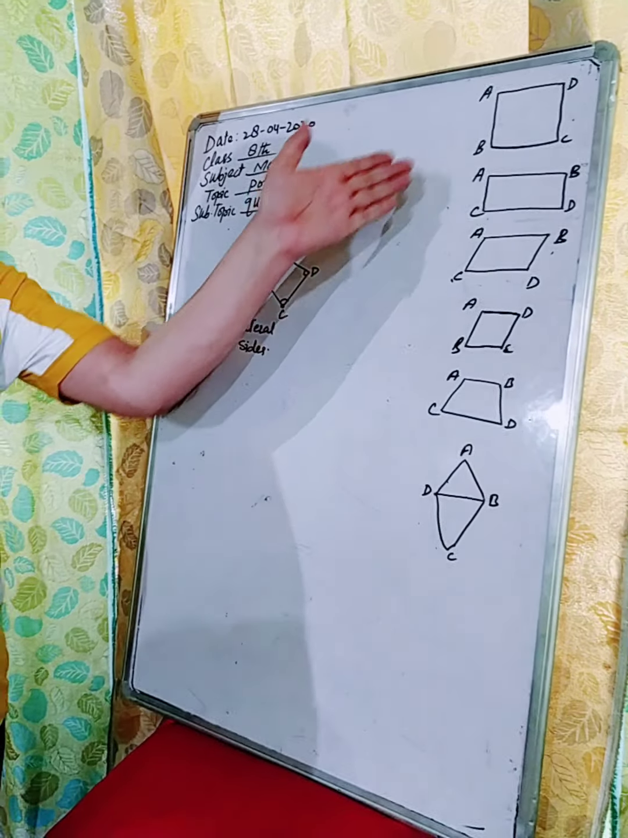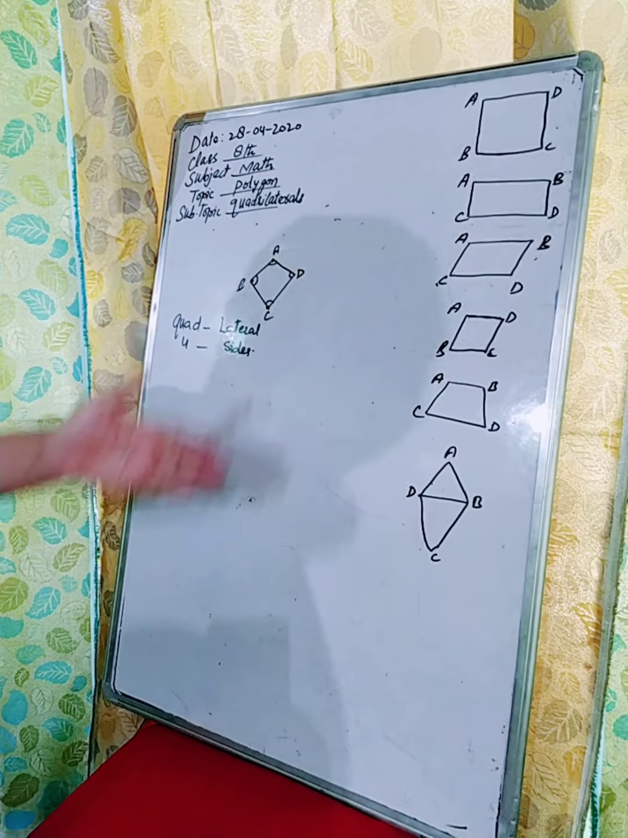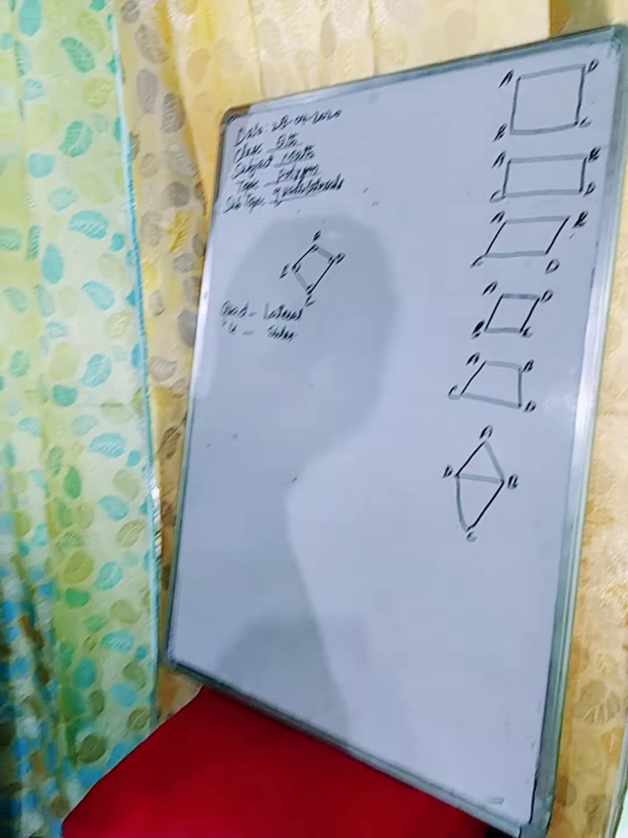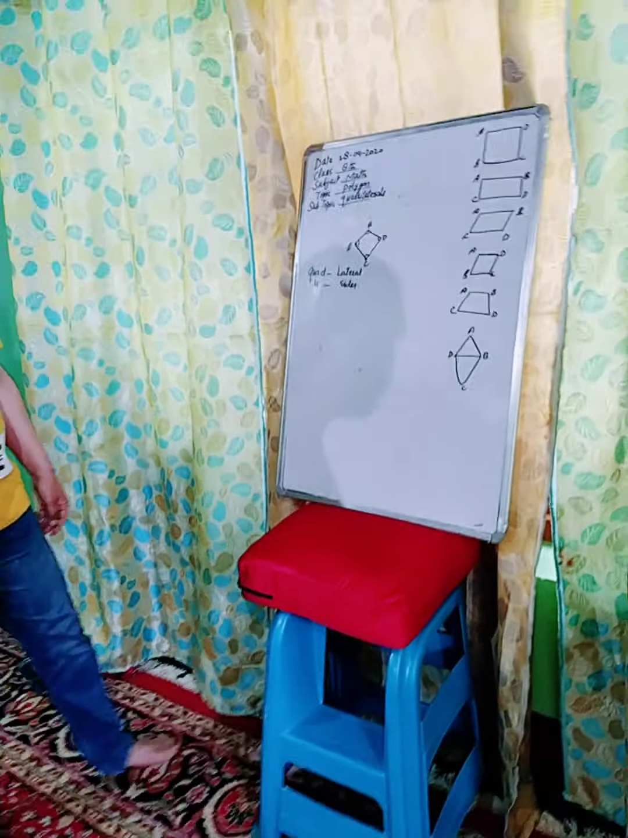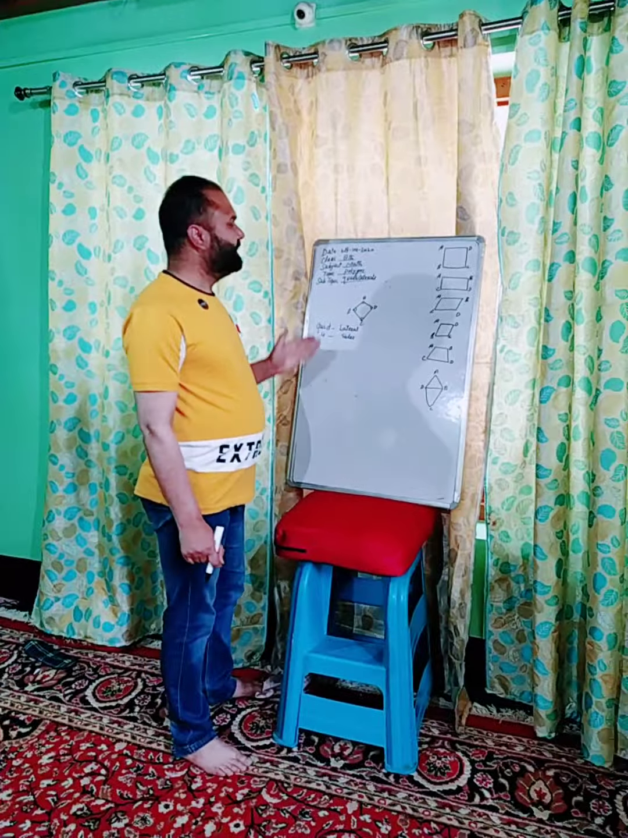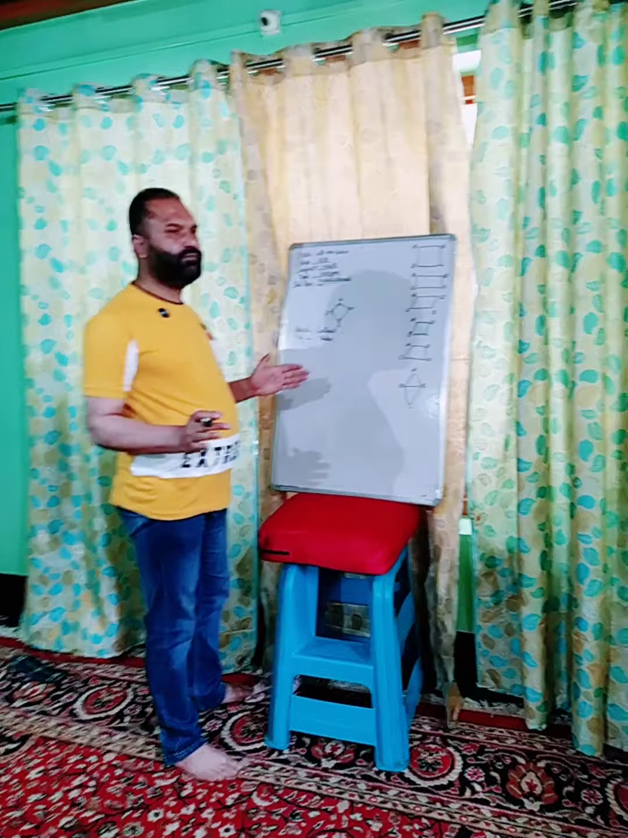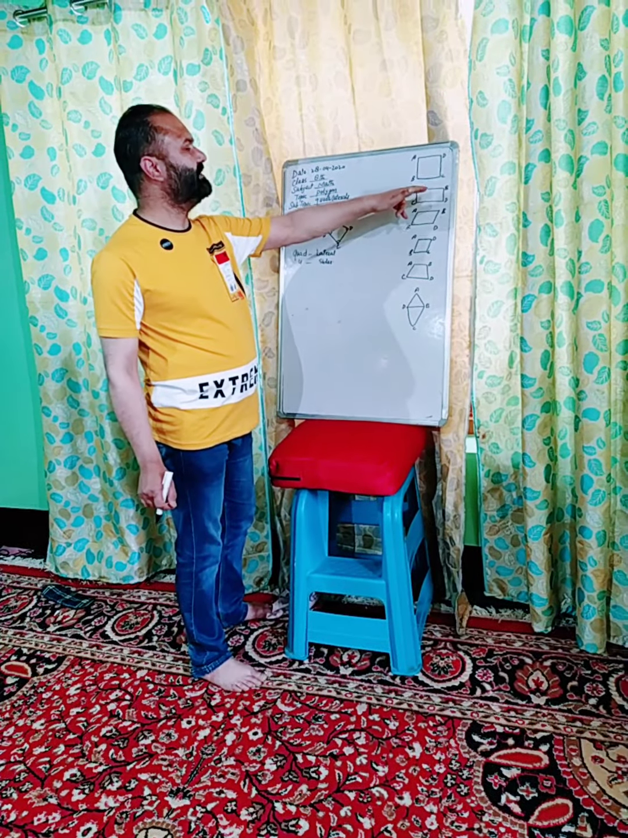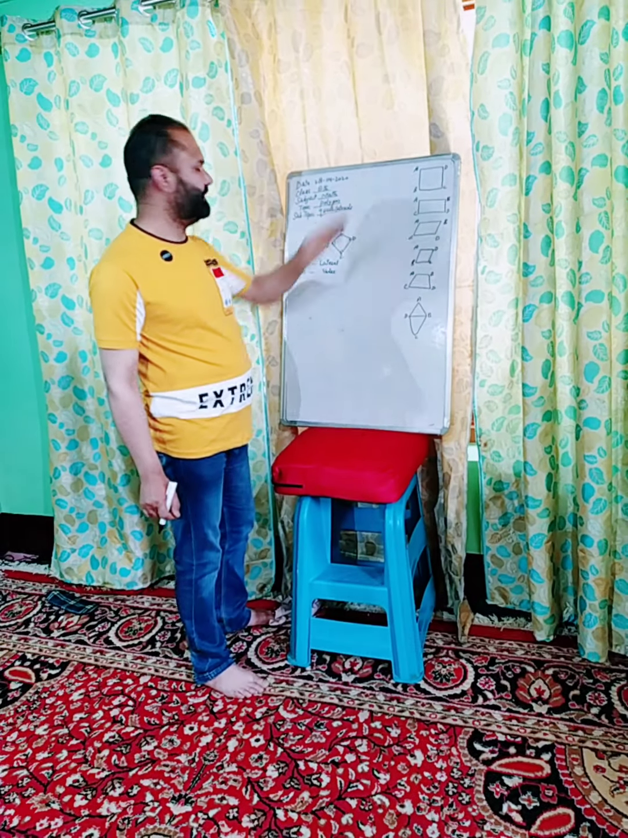Look towards the board, there are different shapes, figures 1, 2, 3, 4, 5, 6, 7, and this 8. These are all called quadrilaterals. A triangle is not called a quadrilateral because it has three sides. So, a quadrilateral is a figure which has four closed sides. Look at these figures, they all have four sides and they are closed figures.